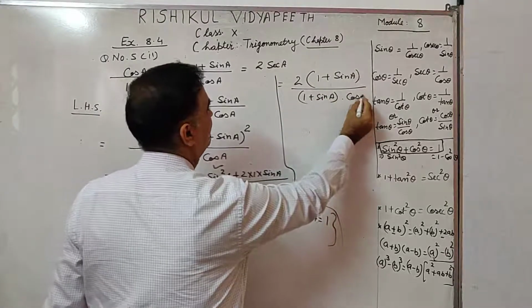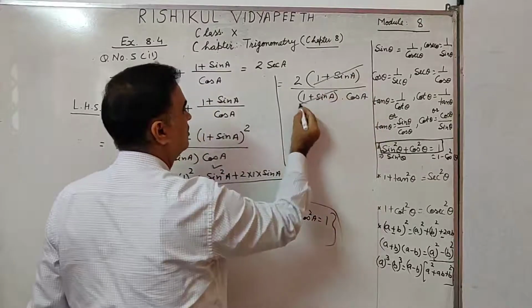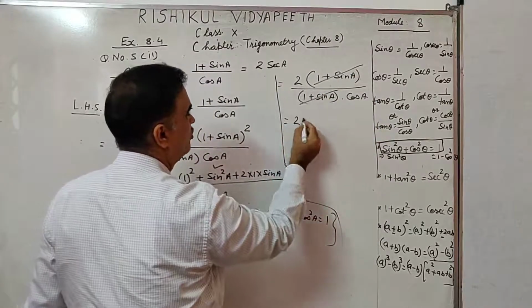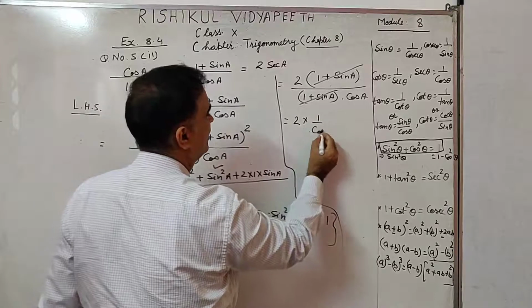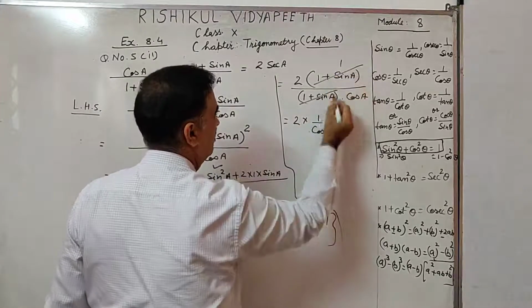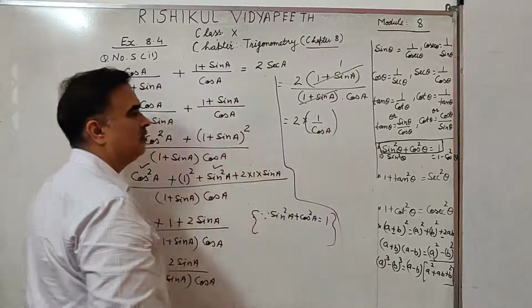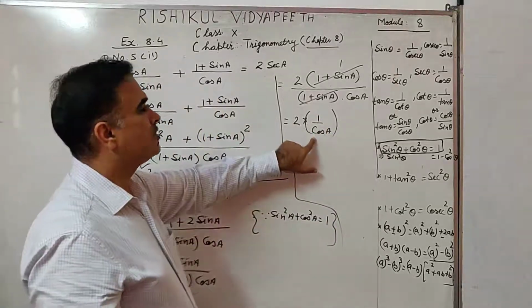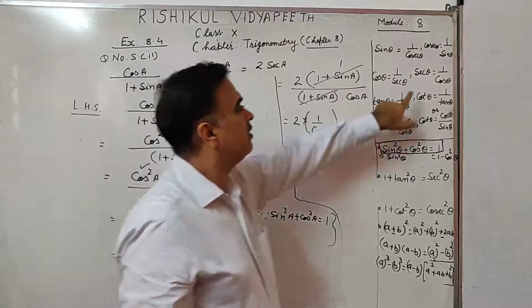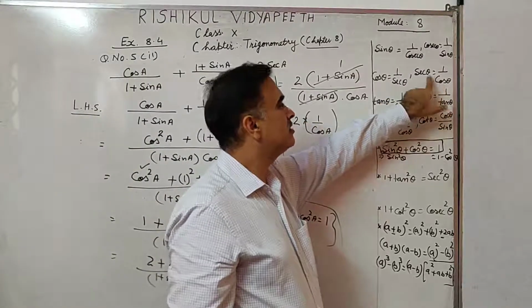into cos A. This cancels out. It becomes 2 into 1 by cos A. It is 1. Cancel out. We can write this like this also: 2 into 1 by cos A. What is 1 by cos A? 1 by cos is sec theta.